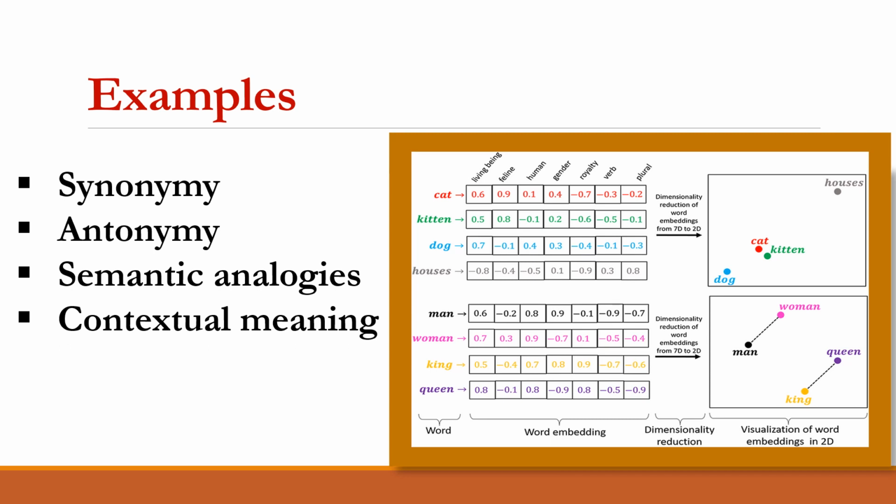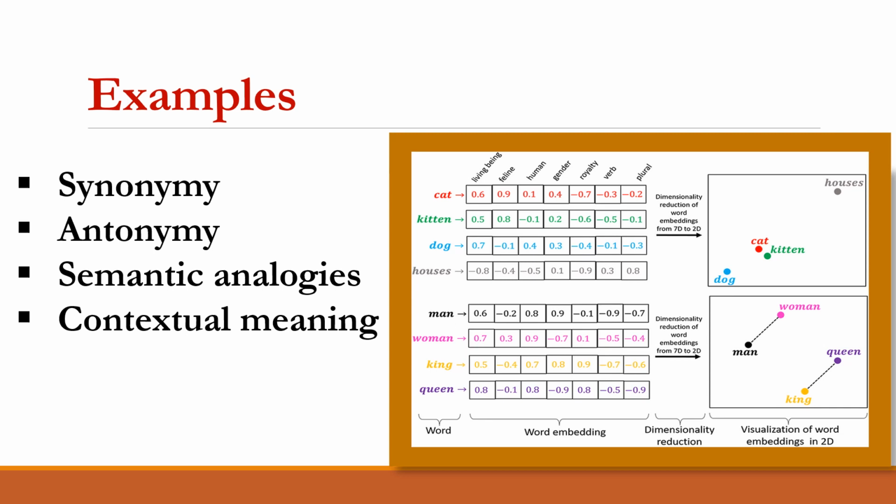First is synonymy. That is, words that are similar in meaning, such as happy and joyful, will be located close to each other in the word embedding space. Then antonymy means words which are opposite in meaning, such as hot and cold, will be located far apart from each other. Then semantic analogies. The word embeddings capture the relations between words in a way that allows you to perform analogies. For example, if you have a word embedding for king, man, and woman, you can use those embeddings to find the word that is to woman what king is to man, which is queen, right?